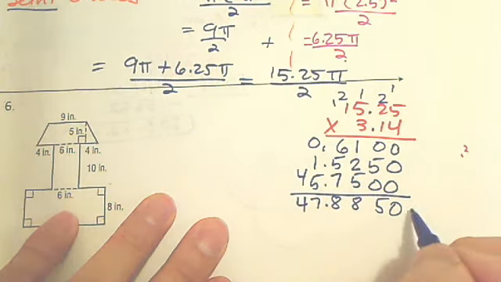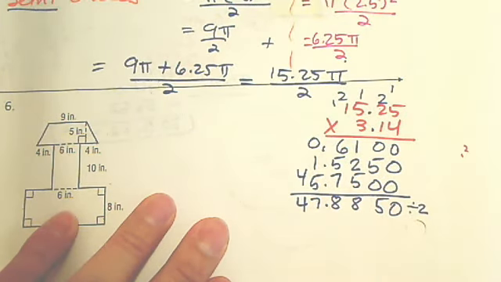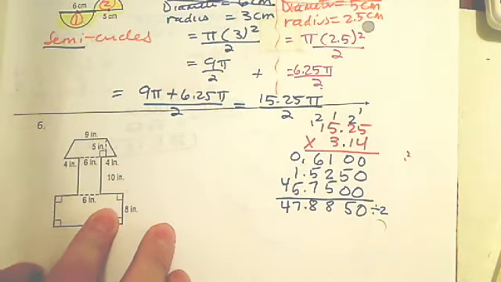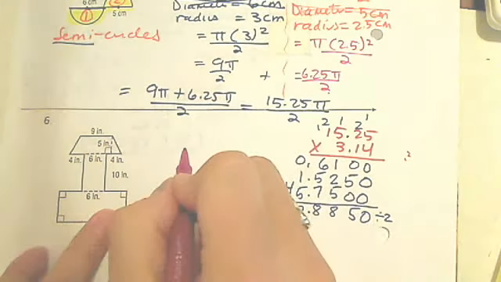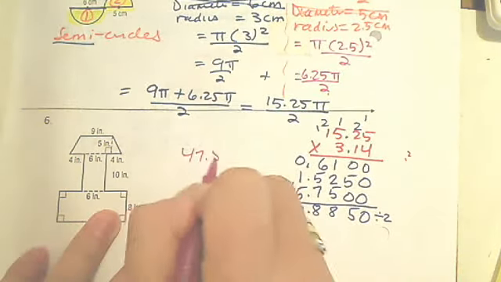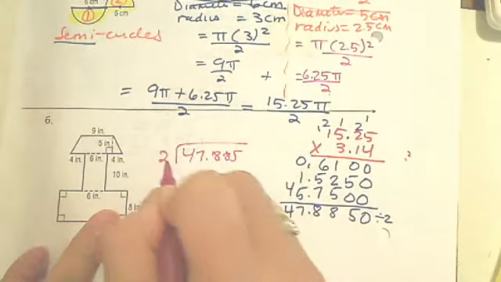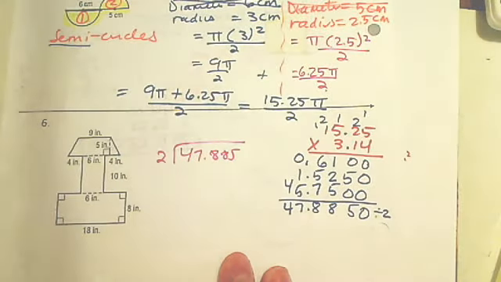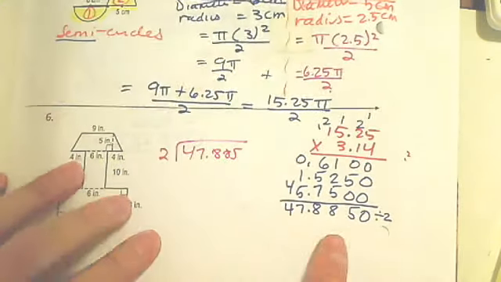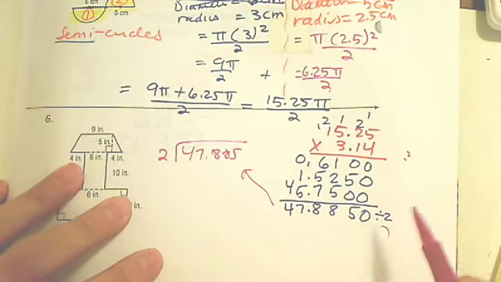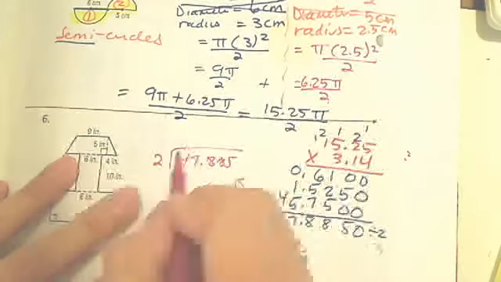But you have to divide by 2 because of the semicircles. This is why you have to follow me. You have to understand. 47.885 divided by 2. It won't be funny when you don't get this later. You have to divide by 2 because there are 2 semicircles.